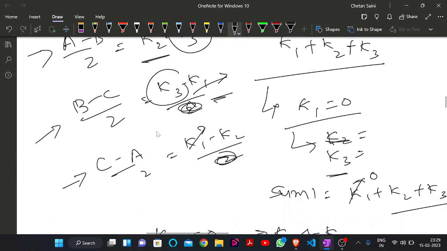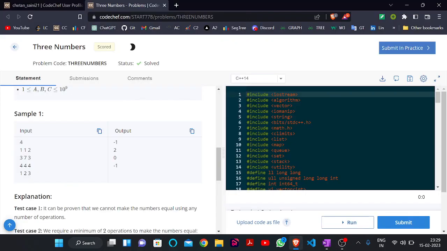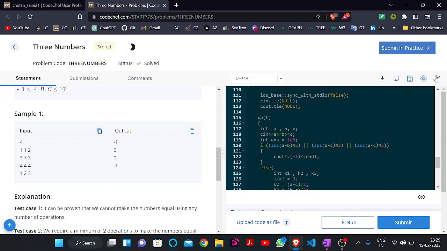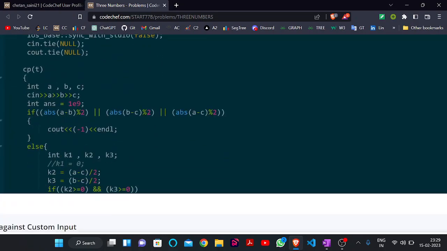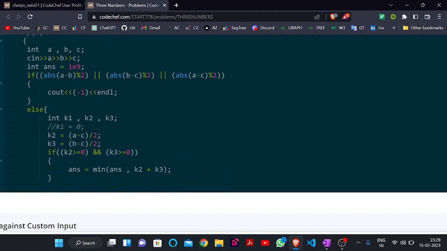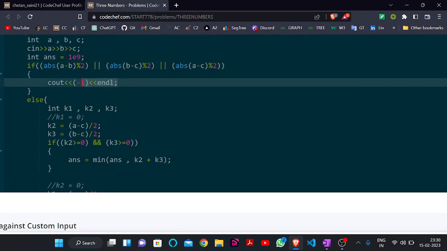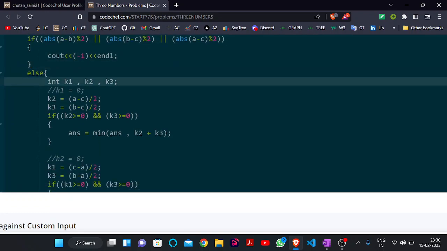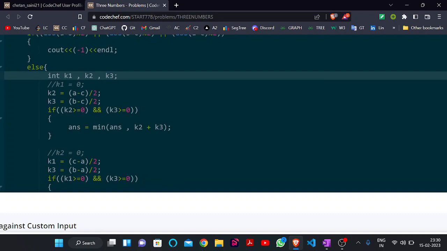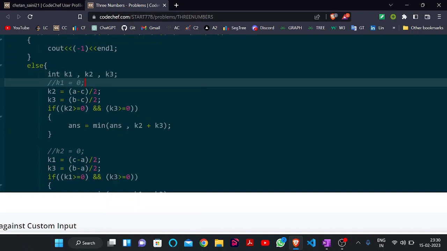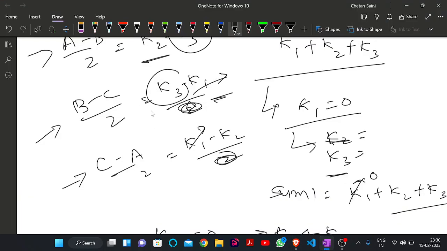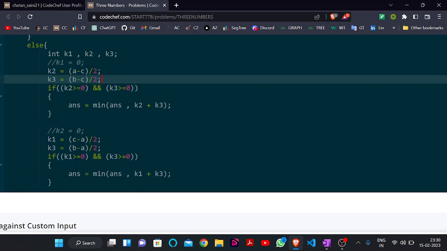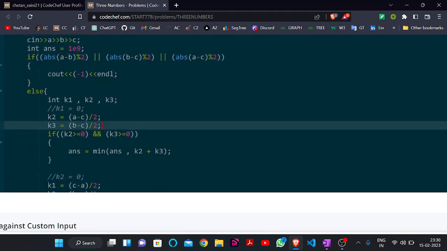Okay, so what is the final code? First of all, I will take input, then I will check that the difference of all elements should be even. If that is not, then we will print -1. In the final, I am calculating the values of K1, K2, K3. First of all, if K1 is 0, then the values of K2 and K3 from this equation, and initially the value of the answer is 1e9.